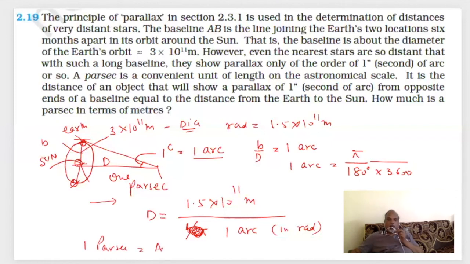Whatever answer is coming in meter, this is what is asked in the question. So the question is very easy. The only thing is it's very lengthy, so most of the students may not read it fully. Otherwise, the question is very, very easy.